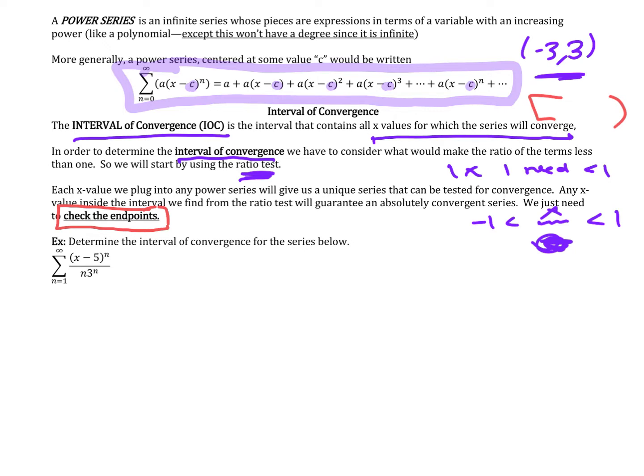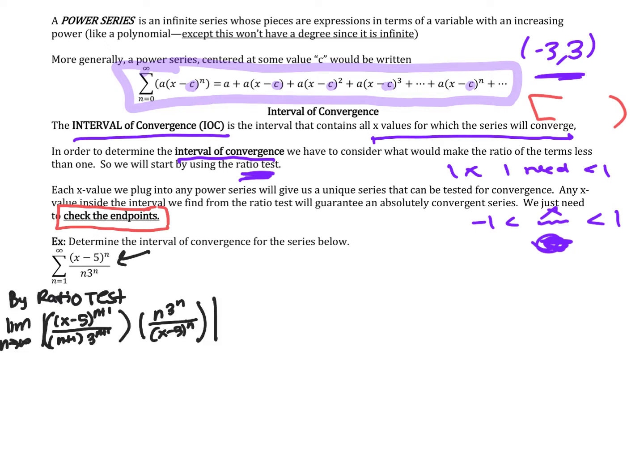So go ahead and pause the video and perform the ratio test on this series here. So first, we're going to set up the limit as n approaches infinity of our ratio, which is a sub n plus 1 over a sub n. Now we're going to simplify anything that simplifies. So remember that we're substituting n plus 1 in for our n's, not for our x values.